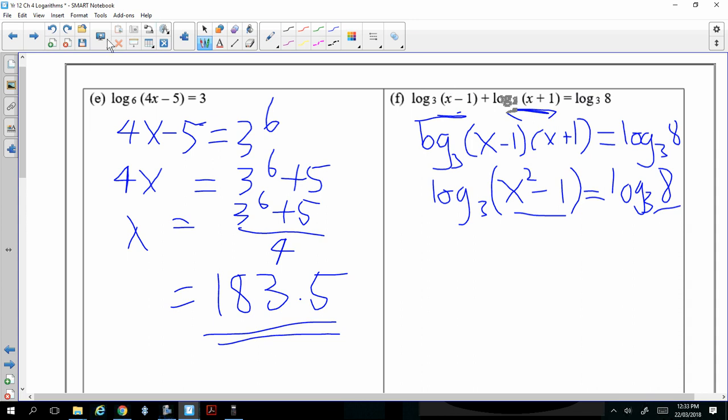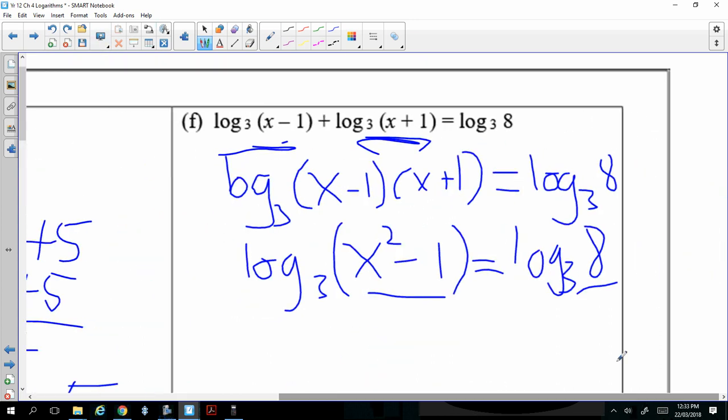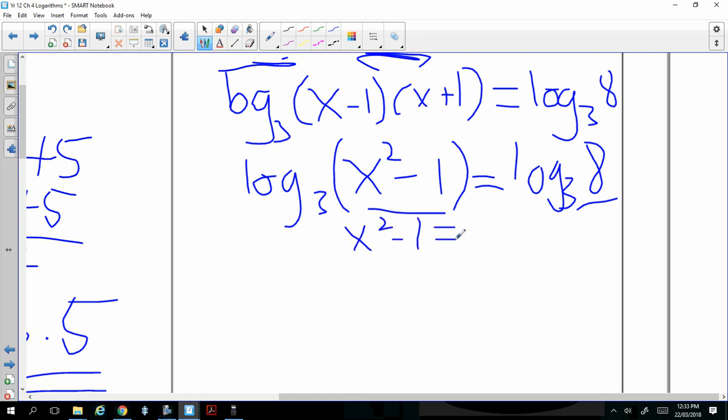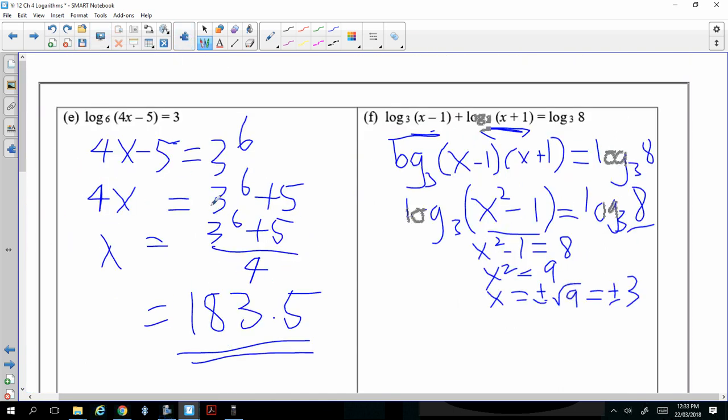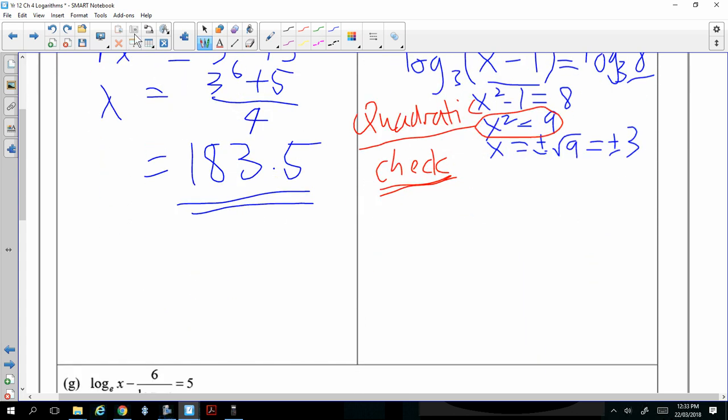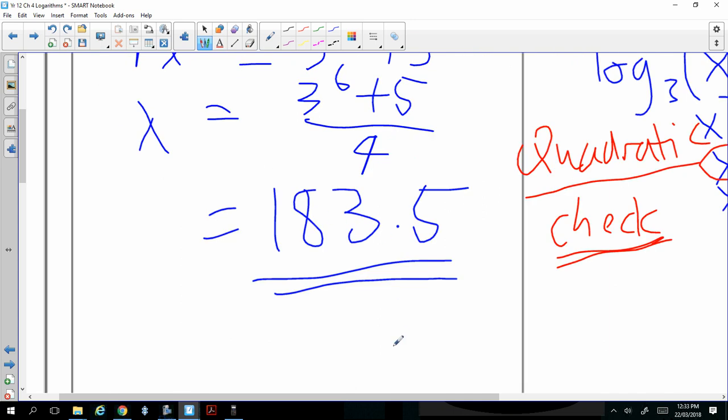x equal to plus or minus root 9, which is plus or minus 3. But be very careful. In this sort of question, you get a quadratic. Whenever you get a quadratic inside a log, you have to check answers because some answers may not work. So let's check. The equation was log base 3 (x minus 1) plus log base 3 (x plus 1) equal to log base 3 of 8.